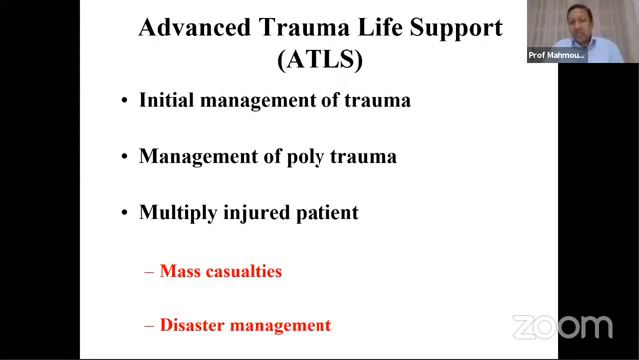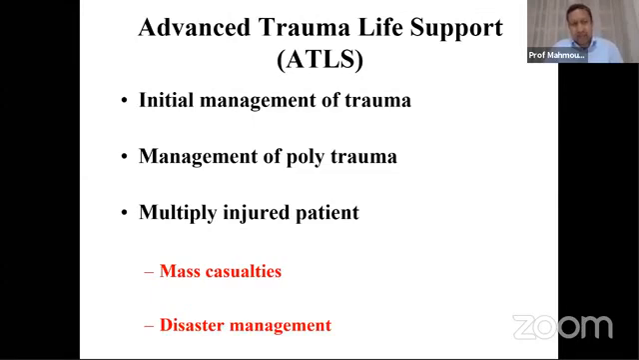It deals with the initial management of trauma and how you manage a polytraumatized patient, or more than one patient involved in an accident, or a patient with multiple injuries. There are two other categories which are out of the scope of this lecture today. We can do them later on, and this is about mass casualties and disaster management. This is not included in this talk.